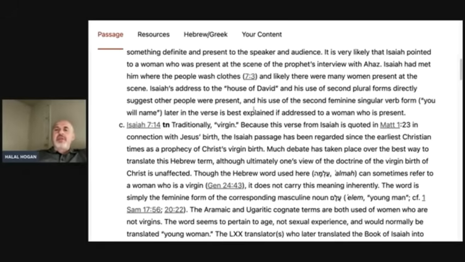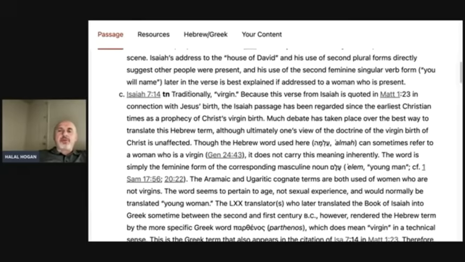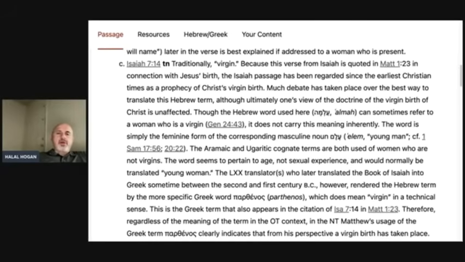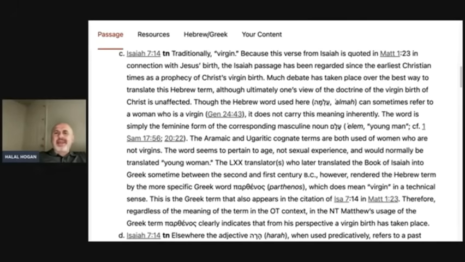Isaiah addressed the house of David and his use of second plural forms directly suggests other people are present, and his use of the second feminine singular verb form, you will name, later in the verse is best explained if addressed to a woman who is present. Now watch this note. Traditionally translated virgin, because this verse from Isaiah is quoted in Matthew 1:23 in connection with Jesus' birth, the Isaiah passage has been regarded since the earliest Christian times as a prophecy of Christ's virgin birth. Much debate has taken place over the best way to translate this Hebrew term.